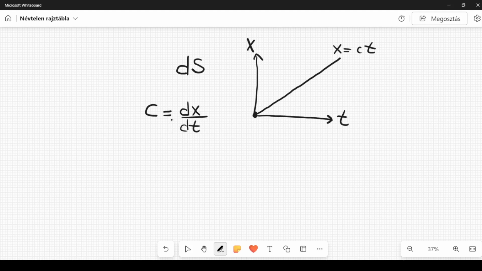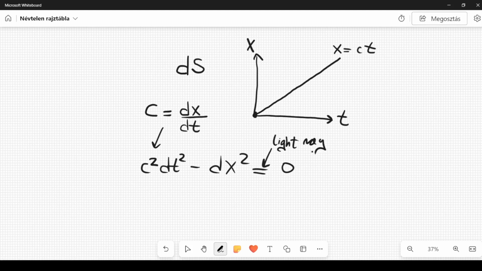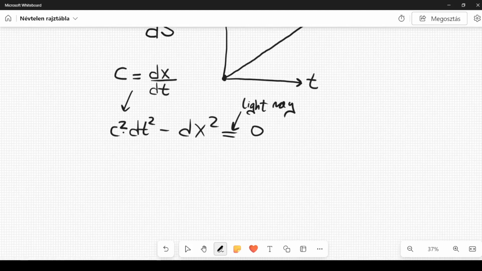And if we do some math here, we can rewrite this equation like this: c squared dt squared minus dx squared. For a light ray, this is equal to 0. So this is true for a light ray. Now for a generic object, this quantity here on the left does not necessarily equal 0.